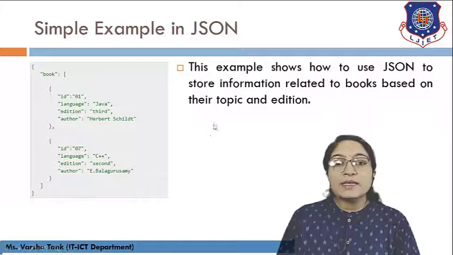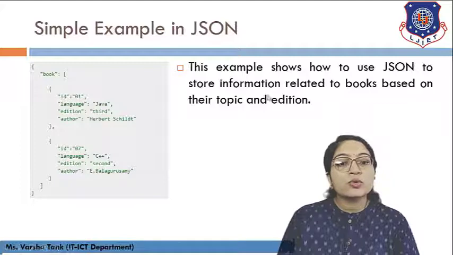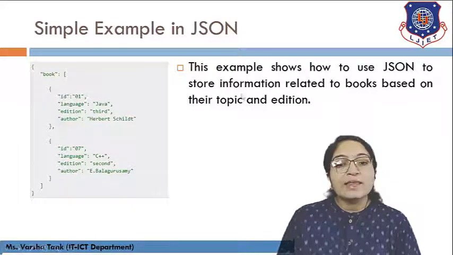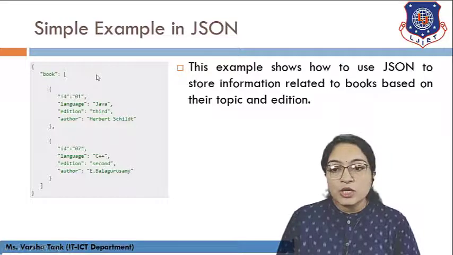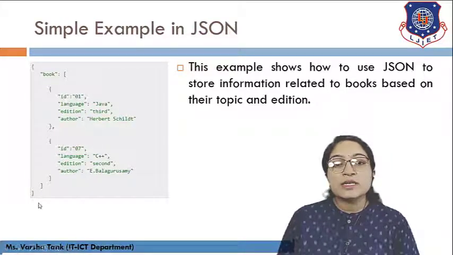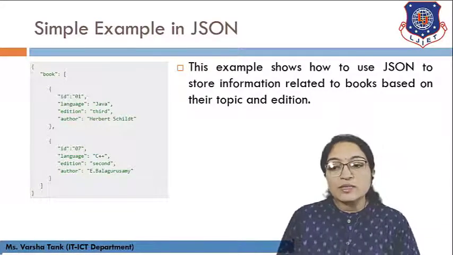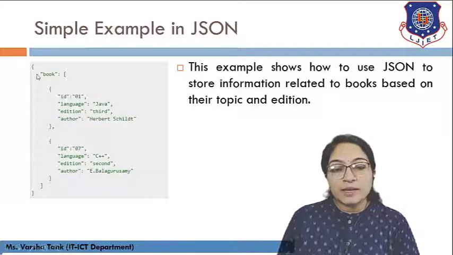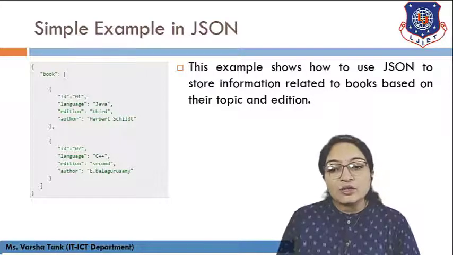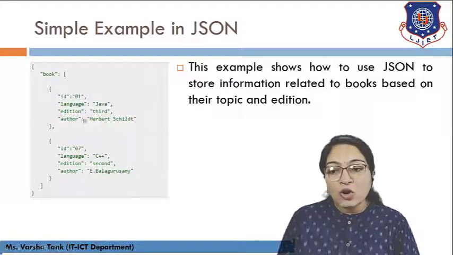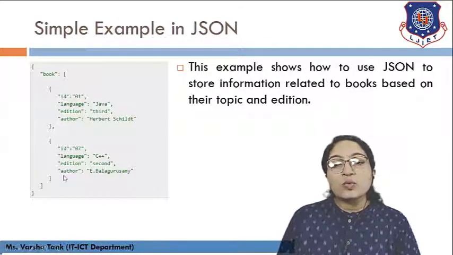Now this is a simple example of JSON. The example shows how to use JSON to store information related to books, based on topic and edition. Here you can see we have created one JSON object. Whenever you start an object with a curly bracket, that means it is JSON. We have started the object with a curly bracket, in which we have taken one object, that is book. And again this is the JSON array, because we are using an array. In the array, two values are there.